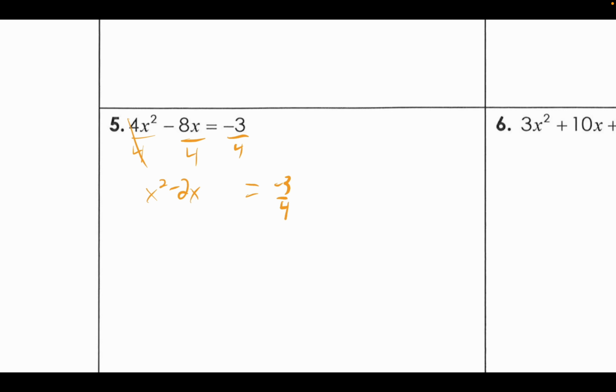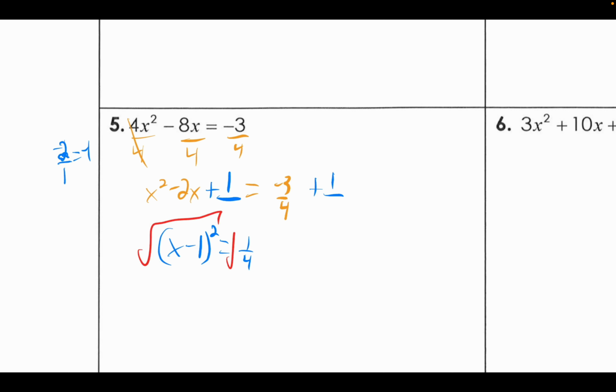Fractions are numbers too. I add a blank on each side, and on that blank I'm going to be doing half of b squared, which is half of negative 2 squared, and half of negative 2 is negative 1. I square that, and I get positive 1. The left side factors into x, and then half my b, so x minus 1 squared equals 1/4, when I combine negative 3/4 and 1.